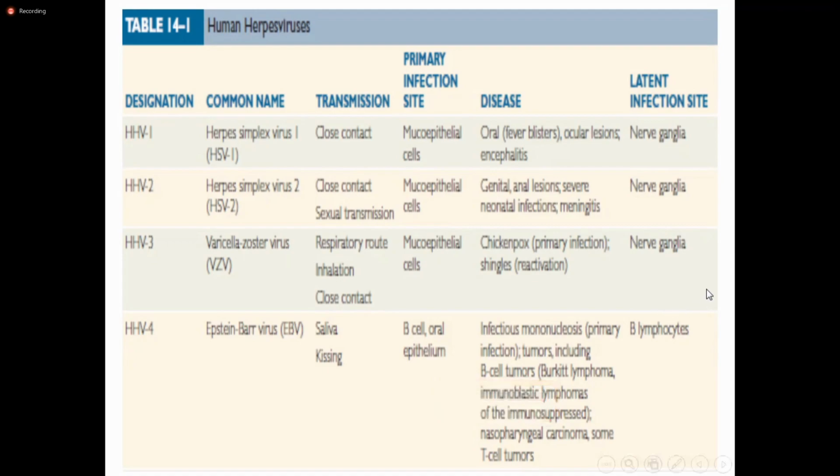Where do they stay latent? In the B lymphocyte. Remember, this virus can be associated with different types of malignancy: Burkitt lymphoma, immunoblastoma, nasopharyngeal carcinoma, and some T cell tumors. Remember these 4 types of tumors.